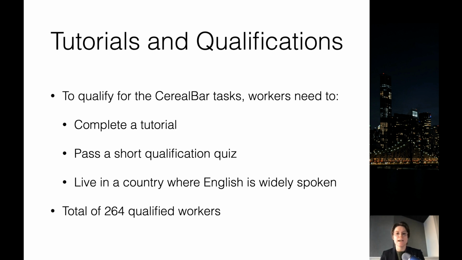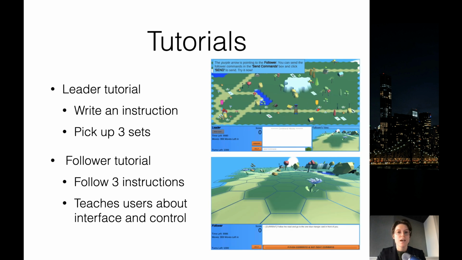To qualify for the tasks, we required workers to complete a short tutorial, pass a short quiz, and also live in a country where English is widely spoken. So all of our data is in English. We ended up with a total of 264 qualified workers from this process.